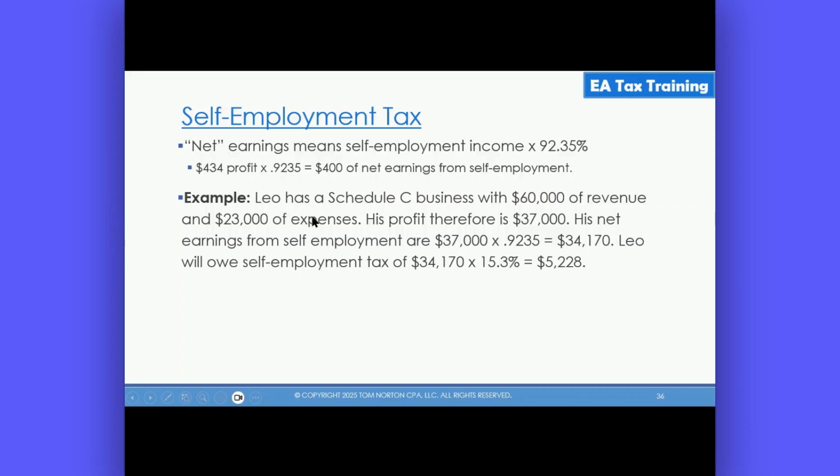Leo has a Schedule C business with $60,000 of revenue and $23,000 of expenses, so his profit is $37,000. His net earnings from self-employment is that $37,000 times 0.9235, which is $34,170. So he will owe self-employment tax of $34,170 times 15.3%, which is $5,228.